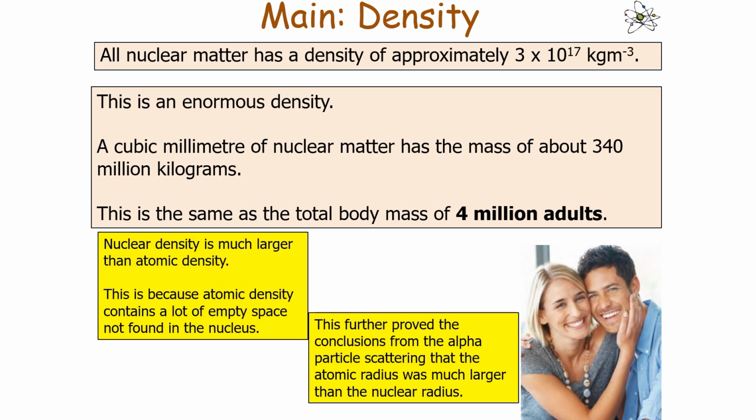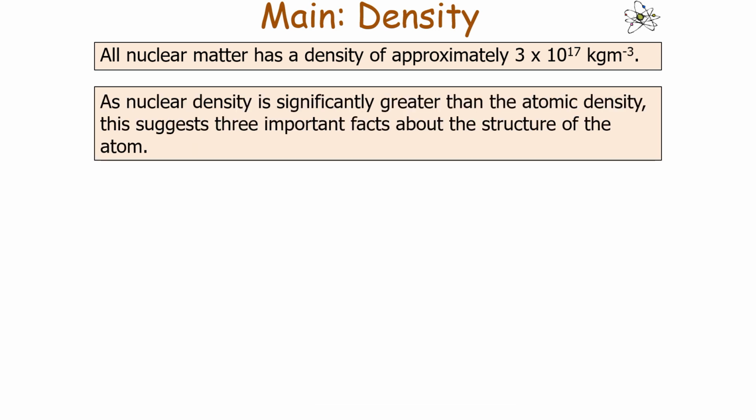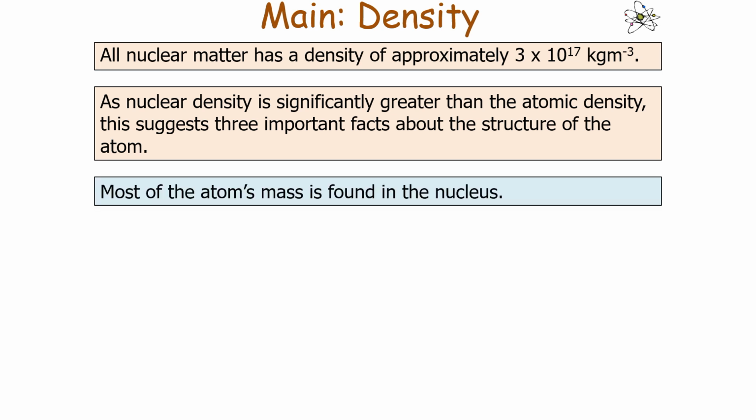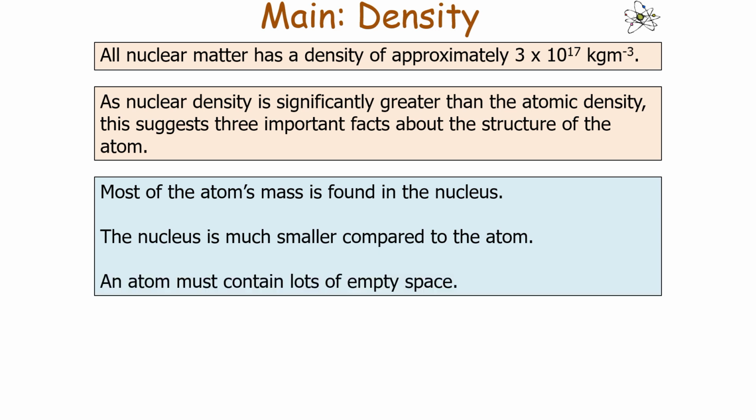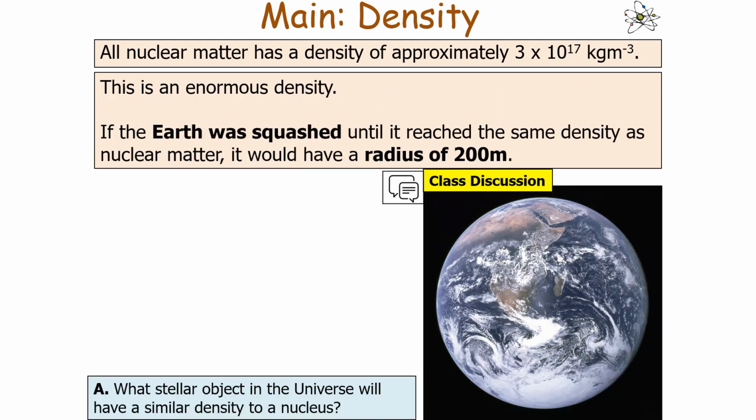So this provides further proof, from the alpha particle scattering experiment, that the atomic radius was much larger than the nuclear radius. As the nuclear density is significantly greater than the atomic density, this suggests three important facts about the structure of the atom. Firstly, most of the atom's mass is found in the nucleus. The nucleus is much smaller compared to the atom, and an atom must contain lots of empty space. Again, if the Earth was squashed until it reached the same density as nuclear matter, it would have a radius of about 200 meters.